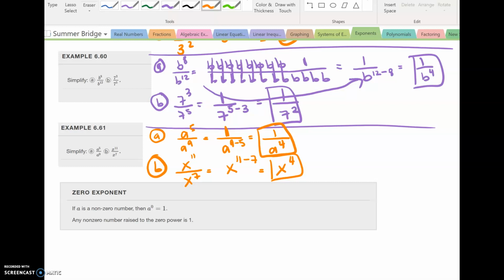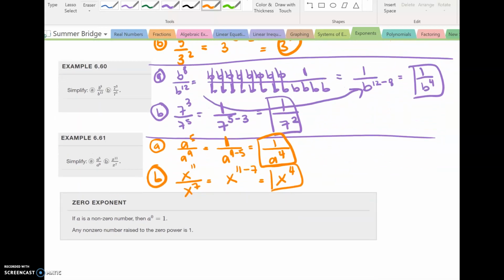These are two very, very, very big properties that we definitely need to know. Now the other ones are big as well, and we will go over them in the next video.